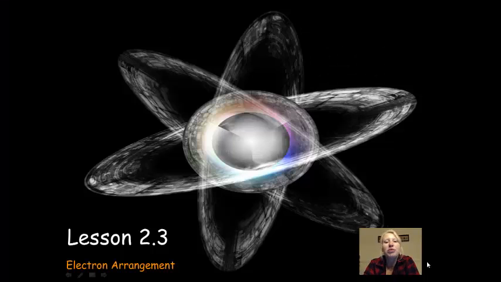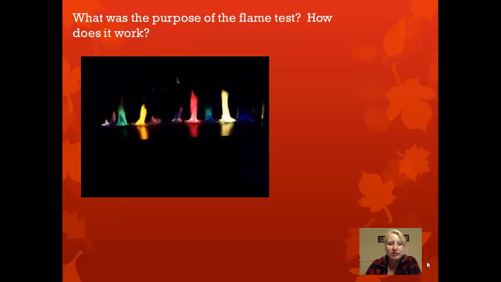This is lesson 2.3, electron arrangement. So think back to last year. What was the purpose of the flame test and how does it work? Remember, the flame test can be used to identify atoms or elements because they give a characteristic color in a flame. And remember that when electrons absorb energy, they jump up energy levels and become excited. And then when they lose that energy and fall back down to the ground state, they emit it in the form of light, because remember that energy cannot be created nor destroyed.